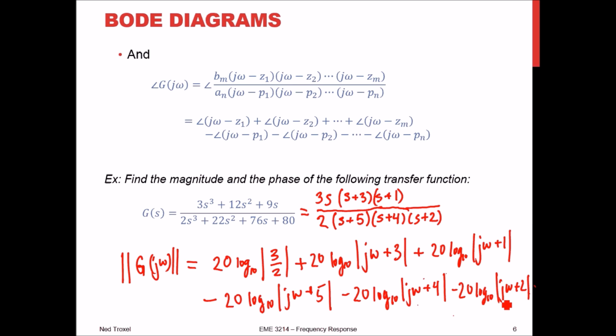So the main point here is that I could find the magnitudes of these poles separately. And finding them separately, I could then add them together graphically. I'll show you again what I mean.